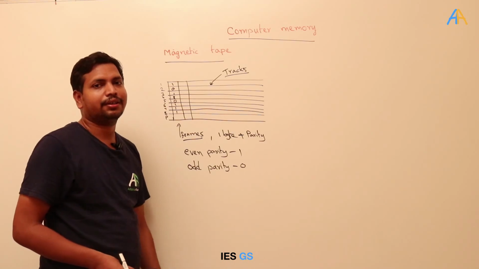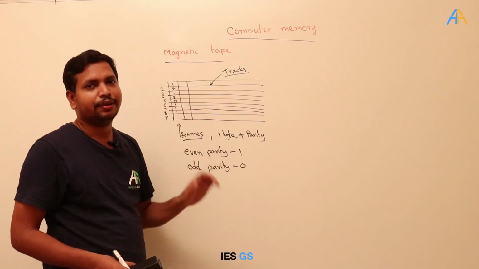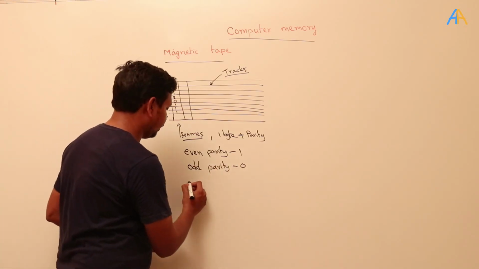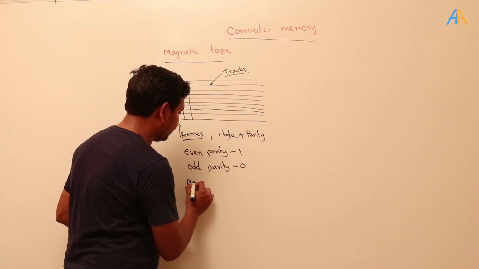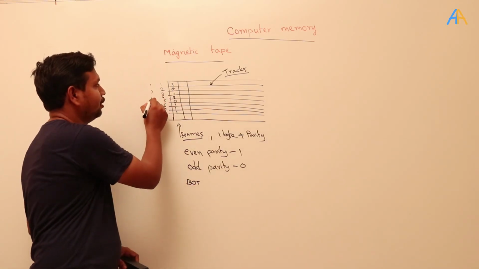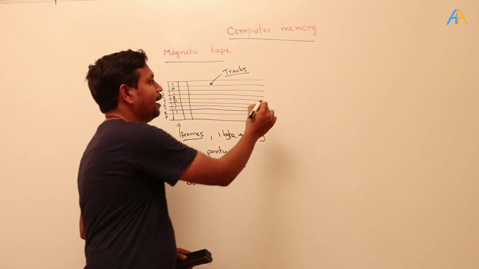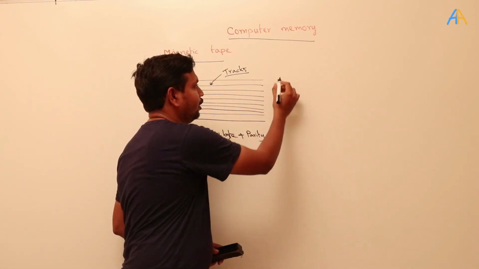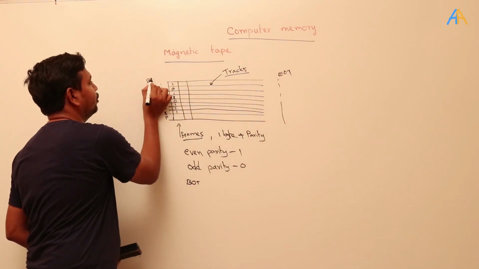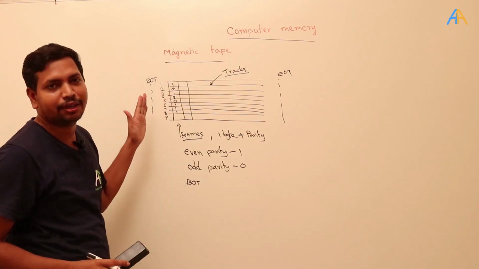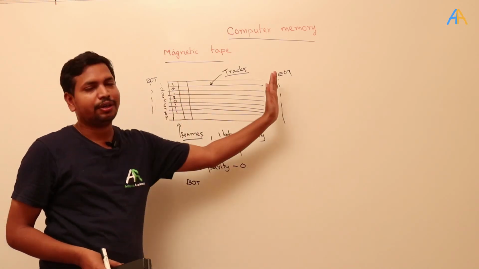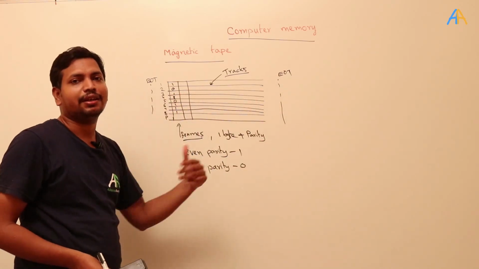For the magnetic tape, the starting point is called BOT, the beginning of the tape. It is indicated by a silver mark. Similarly there is an end of the tape, EOT. There is a photovoltaic photo sensing device which will sense the beginning of the tape at BOT, and it will sense the end of the tape at EOT.